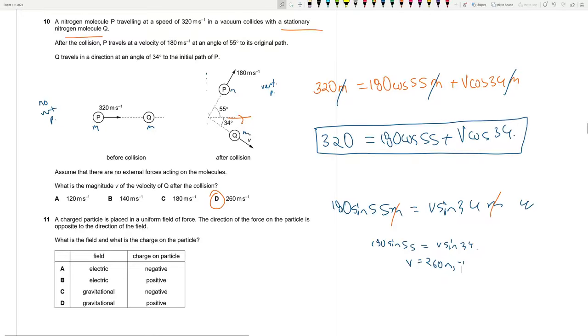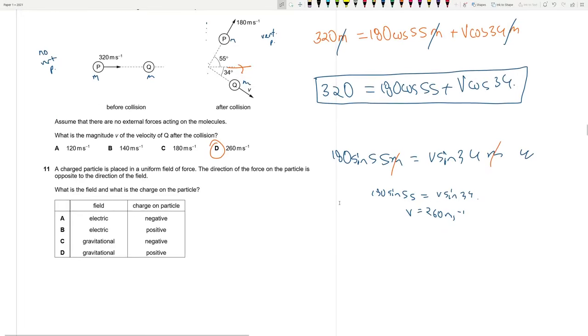Moving on to the second section. 11. The charged particle. We don't have this. Fields are no longer in our syllabus. That's why we don't have to do 11.